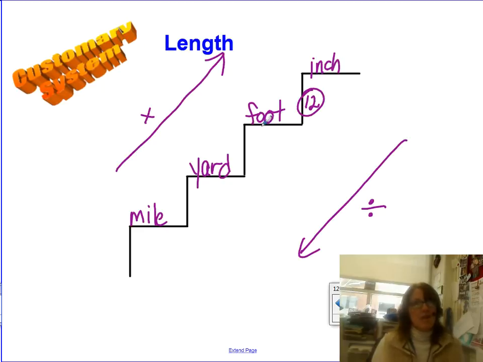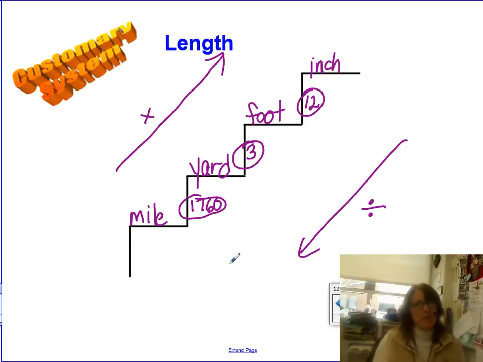Feet and yards, the magic number is 3. There are 3 feet in 1 yard. A foot is 1/3 of a yard. This one you may not be familiar with at all, so I'll just give it to you. 1,760. That's how many yards are in a mile.